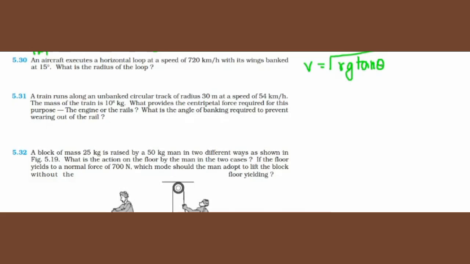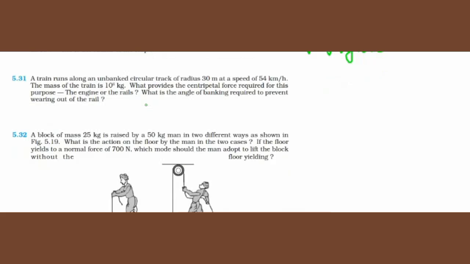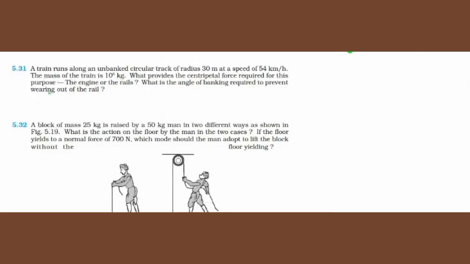V is equal to under root Rg tan theta. Then square the equation, then find the value of R. Value of tan theta you have to find out from the tangent table. Then next, question 31. A train runs along an unbanked circular track of radius 30 meter.